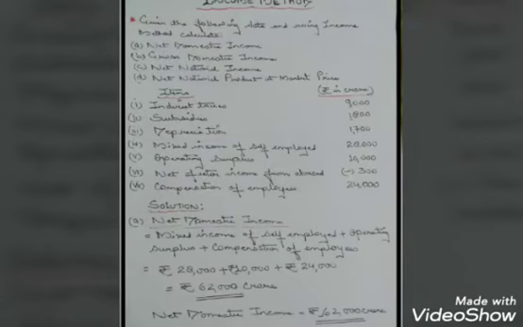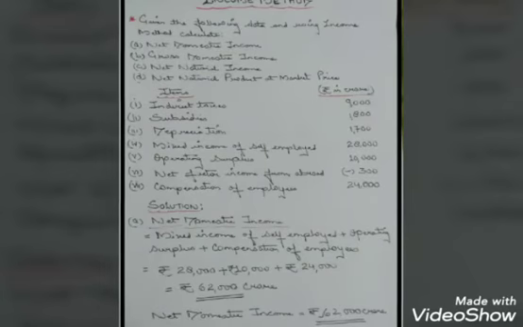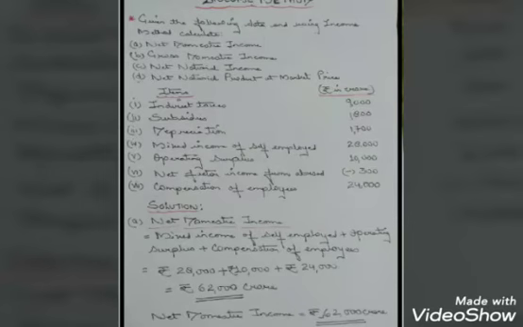So your mixed income is rupees 28,000 crore, your operating surplus is rupees 10,000 crore, and your compensation of employees is rupees 24,000 crore. When you add it, you get a value of rupees 62,000 crore. Now this 62,000 crore is actually your net domestic income.